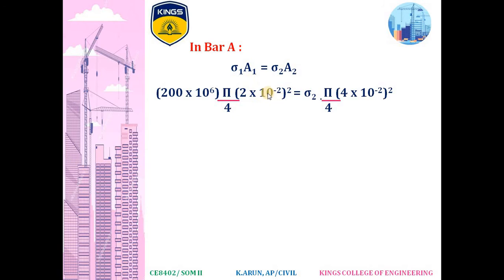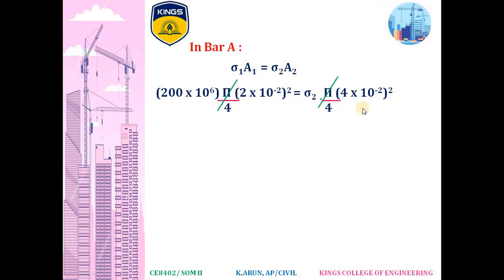So pi by 4 into diameter is 2 centimeter. To convert it into meter I am multiplying it by 10 power minus 2. Similarly in the right hand portion, sigma 2 is unknown, which we are going to calculate. So area is pi by 4 into d square, the diameter is 4 centimeter, so 4 into 10 power minus 2 whole square.